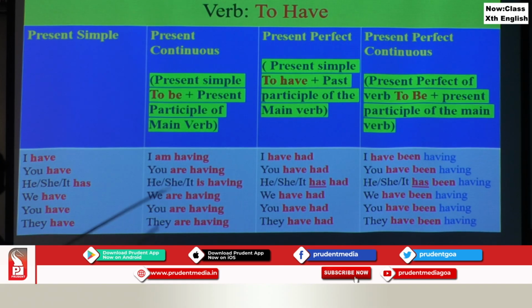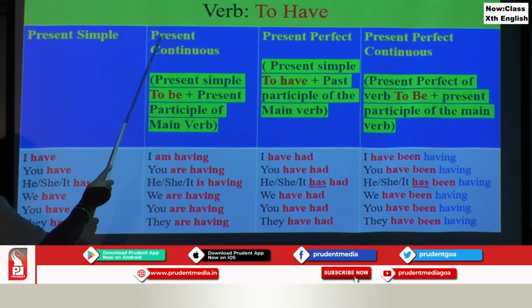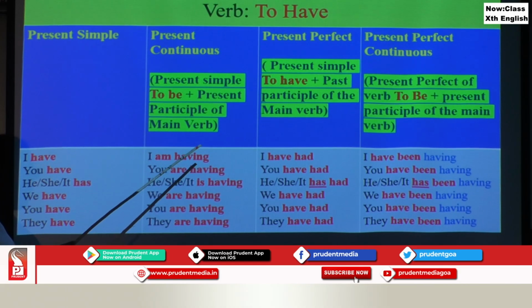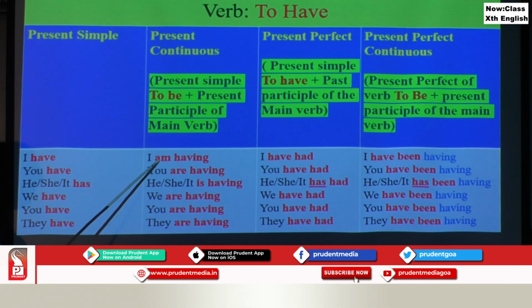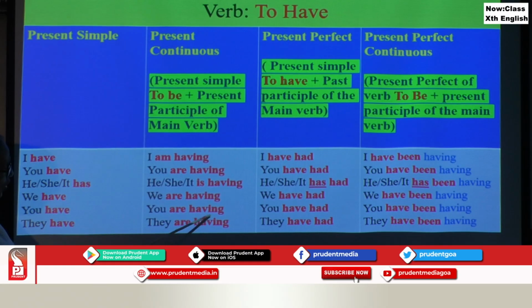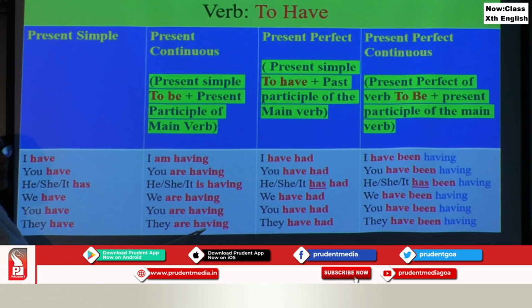In the case of past continuous, it is very simple to understand. It will be past simple of the verb to be. I am will change to I was having, you were having, he, she, it was having, we were having, you were having, they were having.